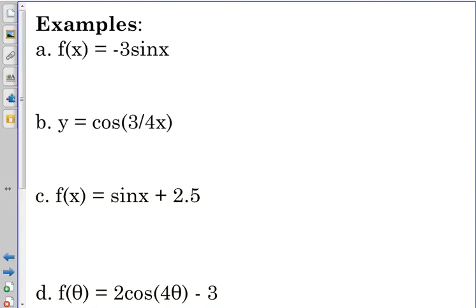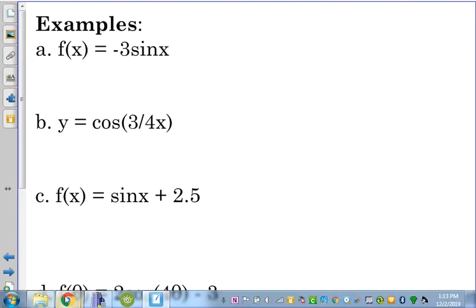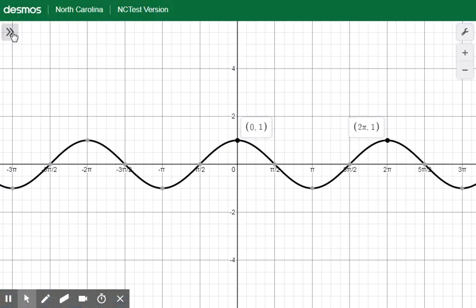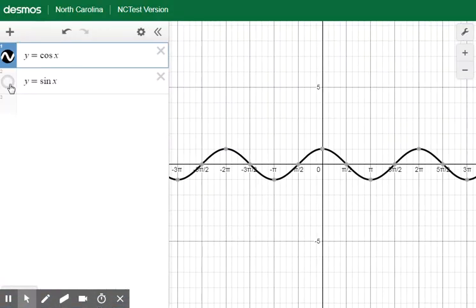Right, so here's our new function. F of x is equal to -3 sine of x. So instead of me just telling you what that -3 is going to do, let's look at the graph. Compare. Anytime they're asking you what's different about this, compare it to the original.